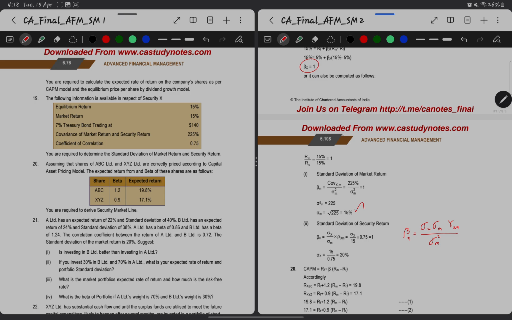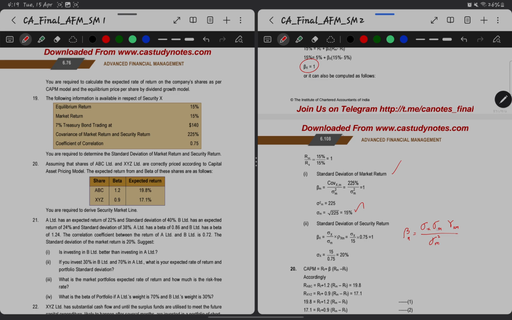Now the second requirement is determine the security return. Standard deviation of market return and standard deviation of security return. So standard deviation of market return we found out. Standard deviation of security return can be found out again using same beta formula. Now beta is equal to the standard deviation of security return multiplied by the standard deviation of market return multiplied by the correlation of x with m, then divided by the variance of market return.